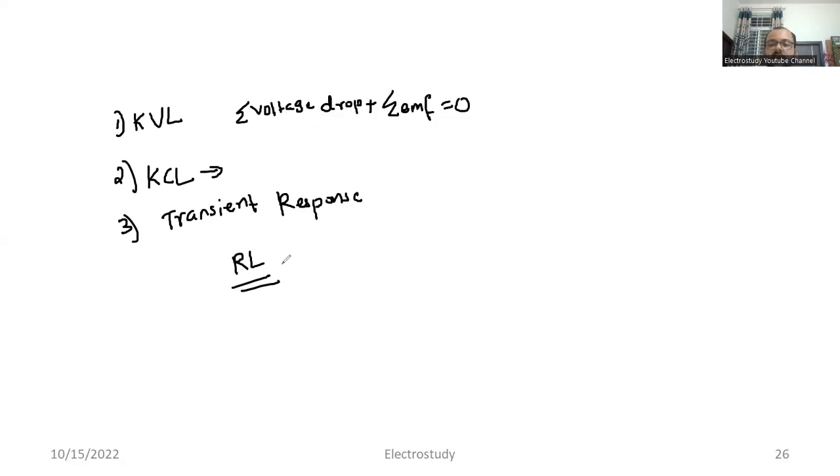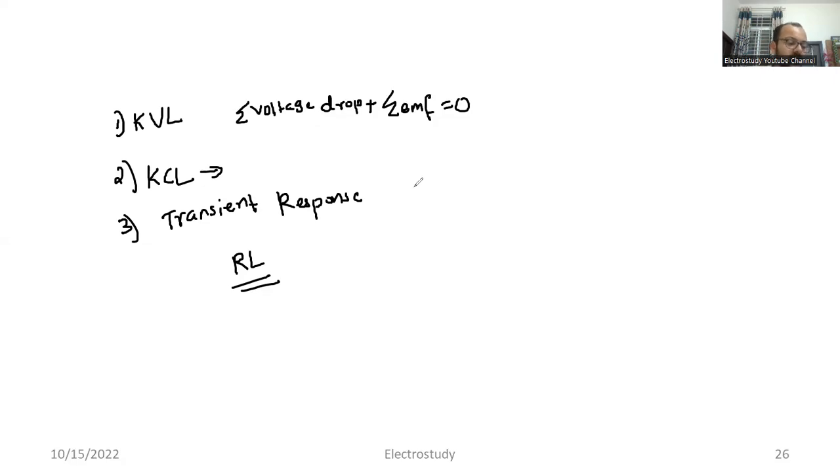Now, see the inductor. What is the speciality of the inductor? An inductor opposes the change in current. That is one of the important points. Also, an inductor is an energy storage device, and it stores energy in the form of a magnetic field. So the total energy stored in the inductor is equal to half L I squared.